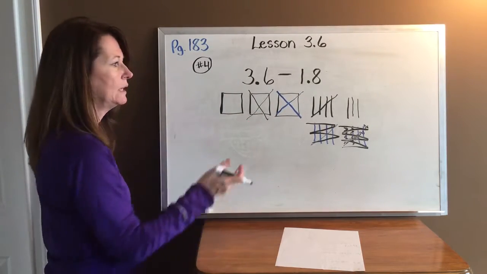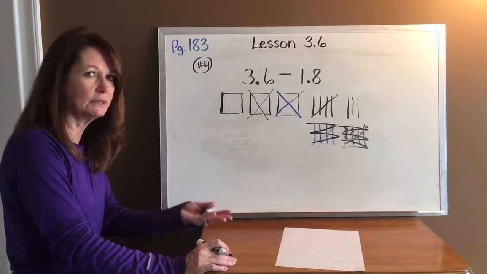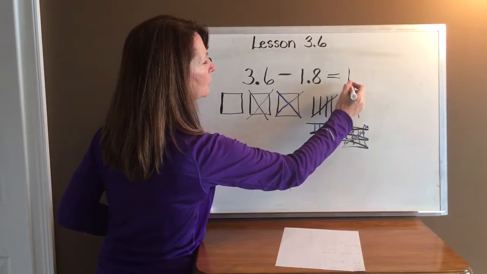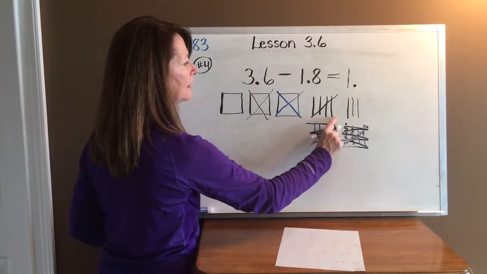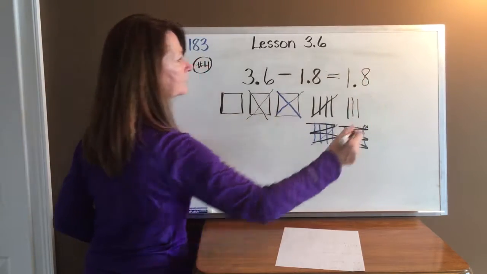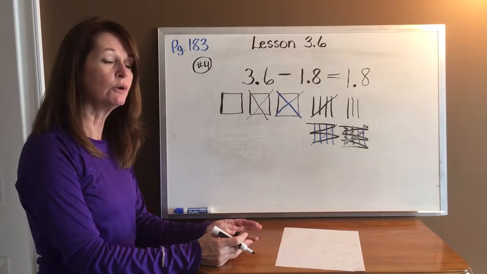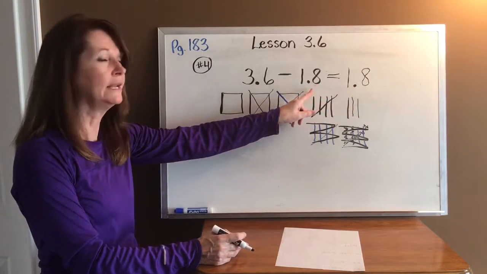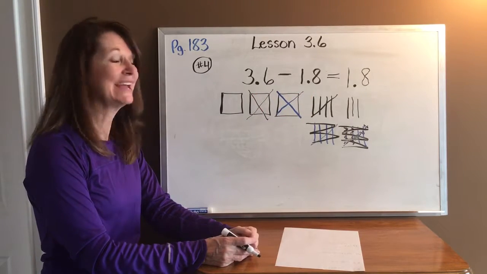My answer is going to be whatever I have left. Makes sense, right? When you subtract, you have something left. So in this case, I have 1 whole. And how many tenths do I have? 5, 6, 7, 8. 1 8/10. Now, if you're in doubt, you can go ahead and check my work. Add 1 8/10 plus 1 8/10, and you should get 3 6/10. Okay, it's kind of fun.